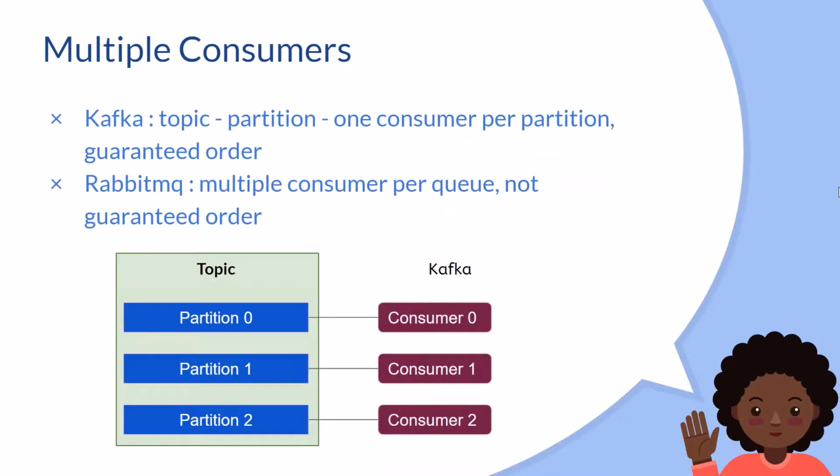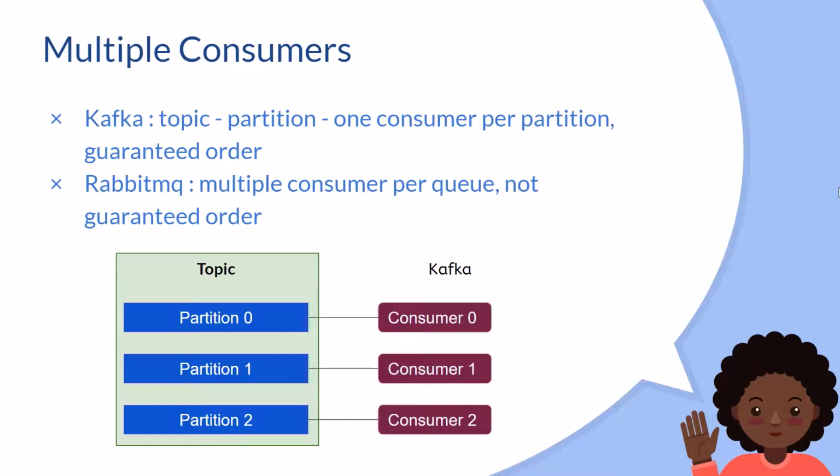Kafka achieves multiple consumers by using partitioning. Each topic in Kafka can have multiple partitions. Each partition can only have one consumer per consumer group, so message order in Kafka is guaranteed.